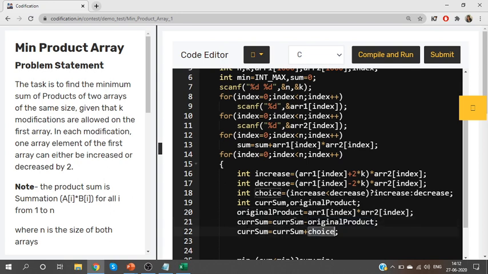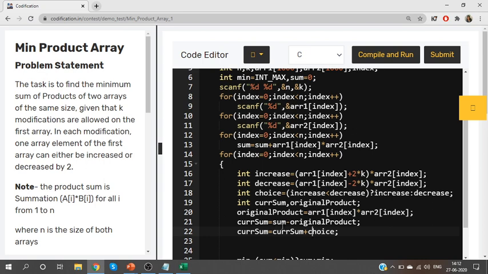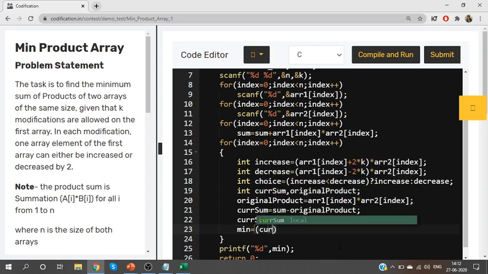So current sum is equal to total sum minus original product. Sorry. Current sum is equal to total sum minus original product plus choice value. From the sum, subtract the original product, and to the resultant value, add the choice. Clear? Now you have to calculate the minimum value also. Min is equal to the same thing: current sum less than minimum? If it is true, give current sum. Otherwise, give min value. Clear?